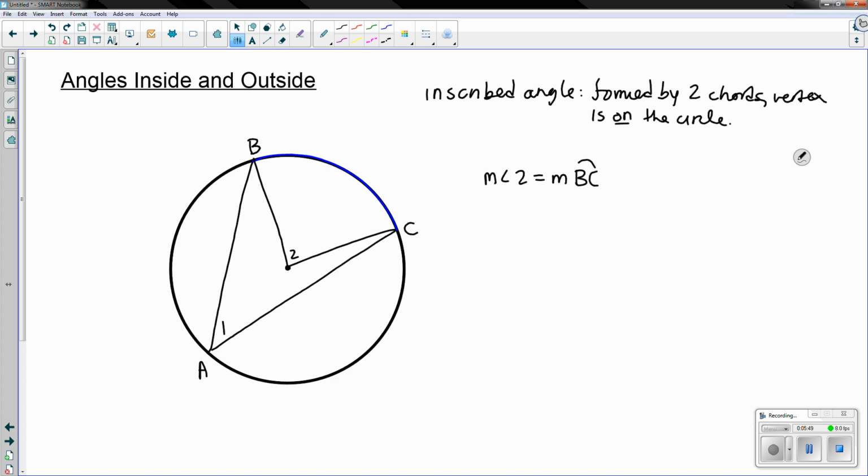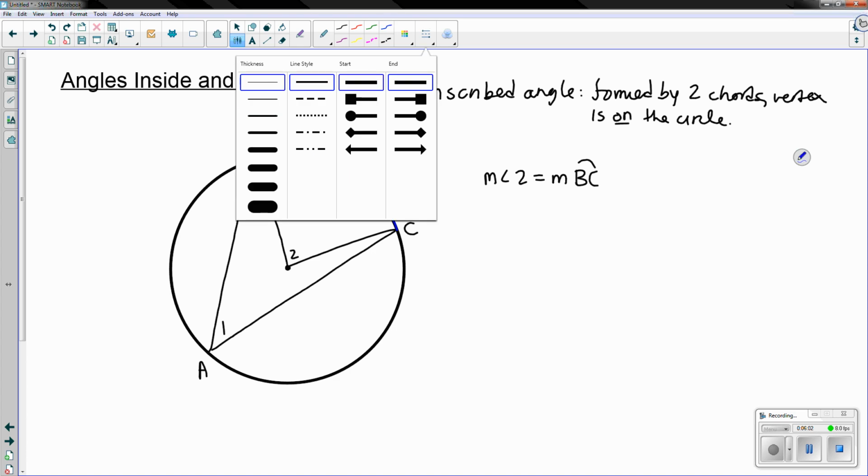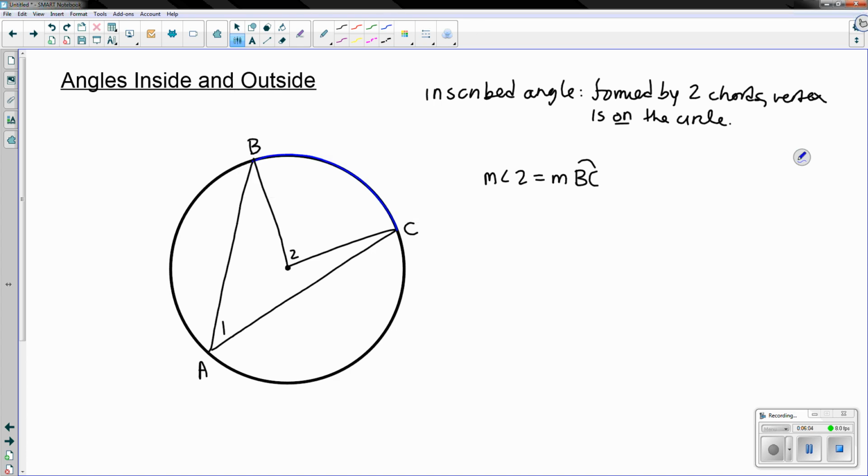So how does the measure of angle 1 relate to arc BC? Here's what we're going to do. We're going to introduce a diameter. Actually, let me do that in a different color.